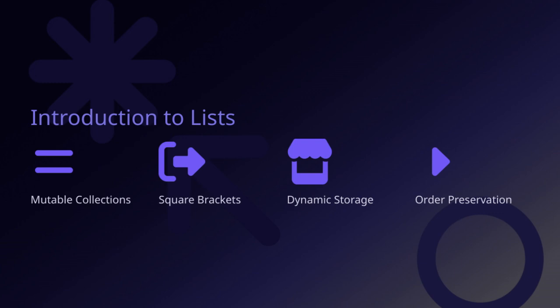Lists are a fundamental type of collection that embody all these features we've discussed: order preservation, dynamic storage, use of square brackets, and mutability. They form the backbone of many data handling tasks in programming, providing a versatile and intuitive way to organize and manipulate data.